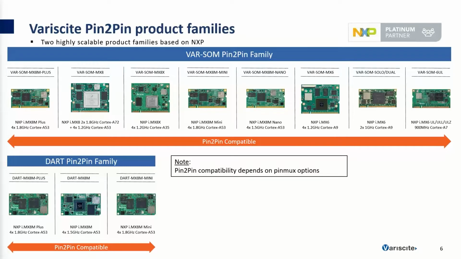And the Dart family on the bottom has a smaller form factor, but actually provides more interfaces than the SOM family. It's also pin-to-pin scalable within its own family and supports scaling from the 8M Mini to the 8M Plus. These two families provide scalability and processing capabilities while maintaining the same interfaces and form factor, allowing you to scale from the Cortex A7 and A9 all the way up to the A53 and A72, depending on your product requirements.